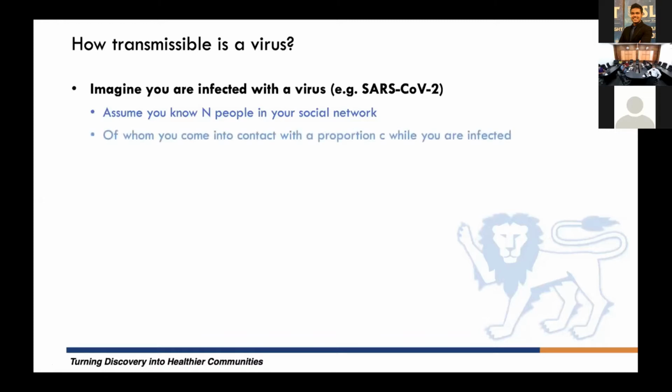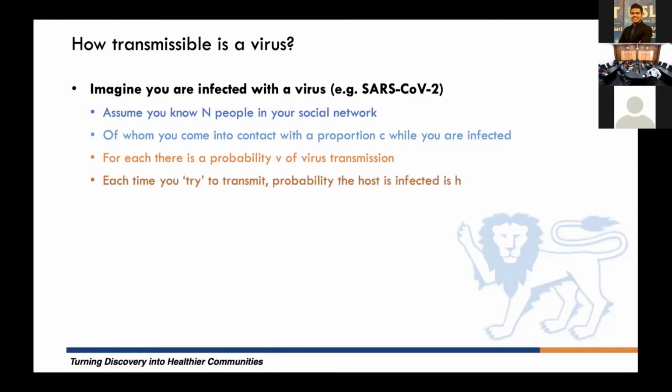Now you don't come into contact with all of those people on a daily basis, or in the period that you're infected for. So you maybe only come into contact with a proportion C of these N people. So C times N is how many people you come into contact with while you are infected. Now you don't infect everyone you come into contact with, like you might be wearing a mask, for example. So let's say that for every person you come into contact with, there's a probability V of virus transmission, but then not everyone that you try to infect with the virus will actually be infected. So there's a probability H that the host gets infected.